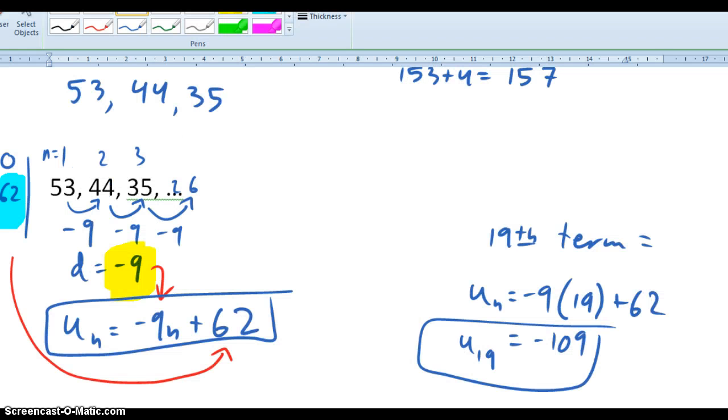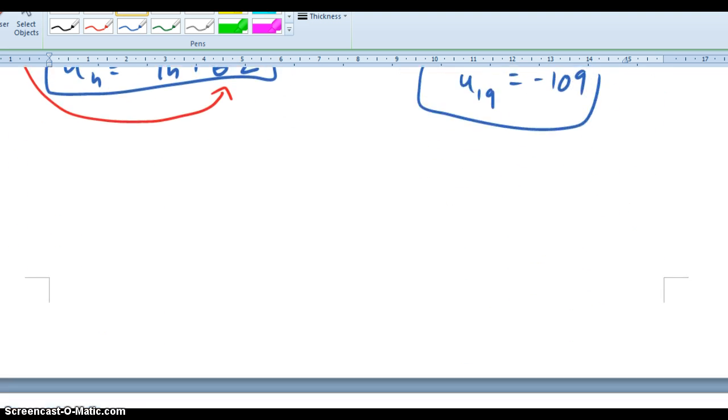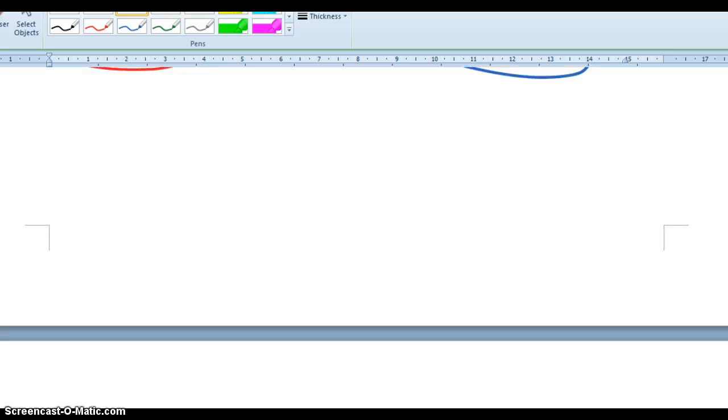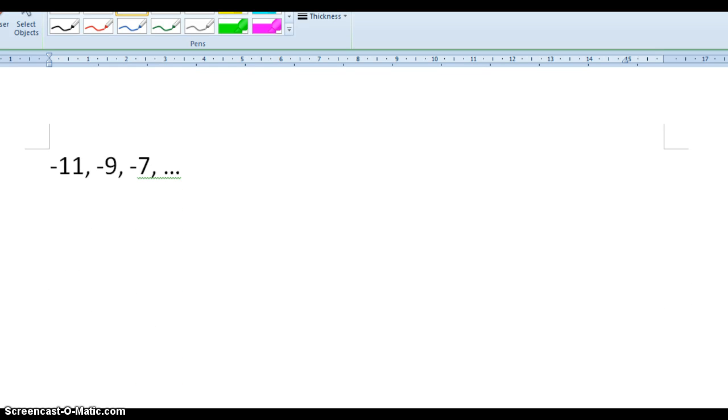Okay, so go ahead and check your answers. Hopefully it looks good here with how we found the general term and then the 19th term, or u sub 19. Now there's one other skill that I want to talk about, and that's if it gets a little bit more complicated.